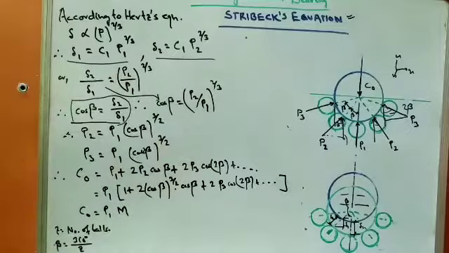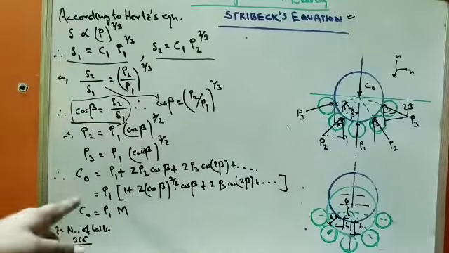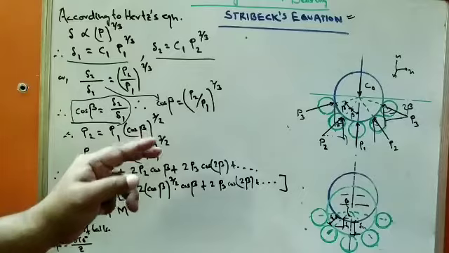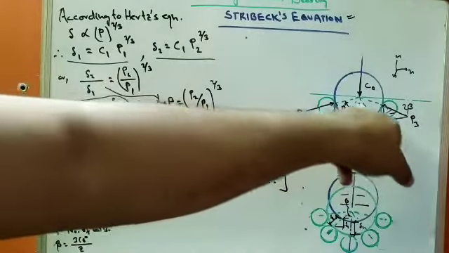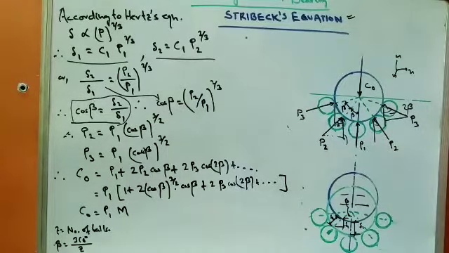It is just the inverse. Similarly, P3 becomes P1 into cos 2 beta into 3 by 2. Now this becomes 2 beta. Why 2 beta? Because this angle is beta plus beta, twice beta. Now P3 becomes P1 into cos twice beta into 3 by 2.